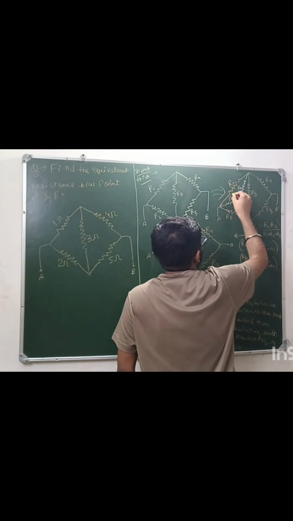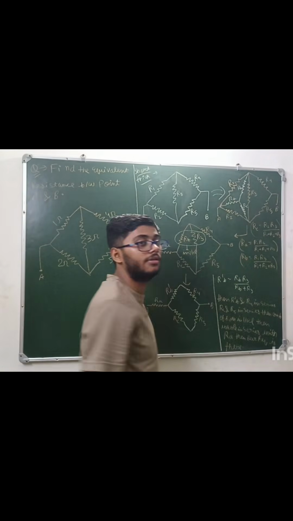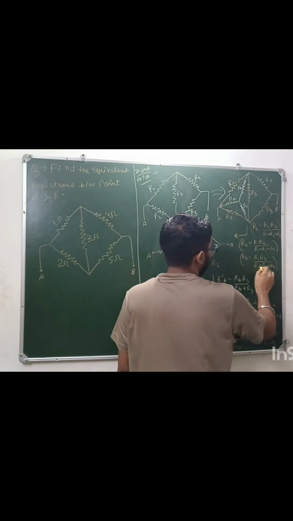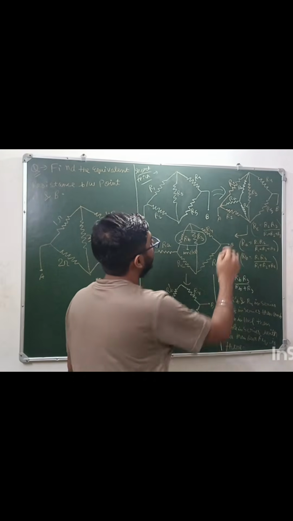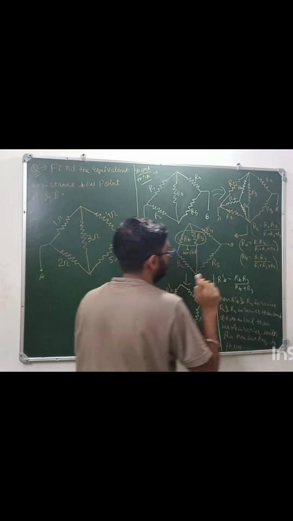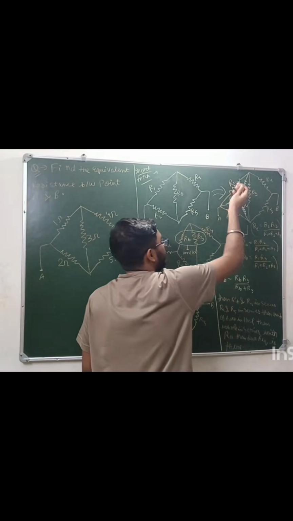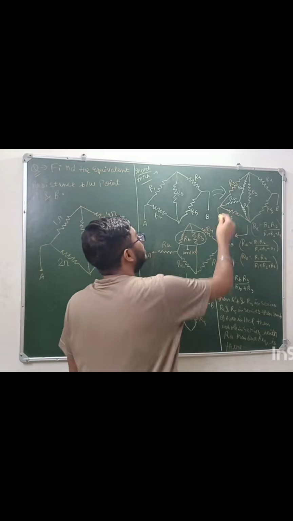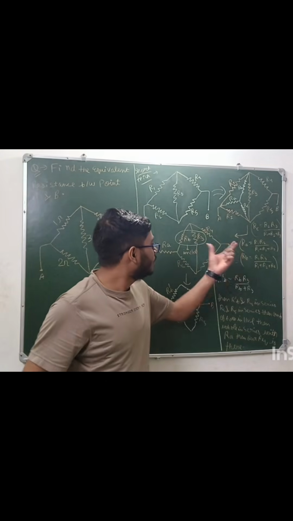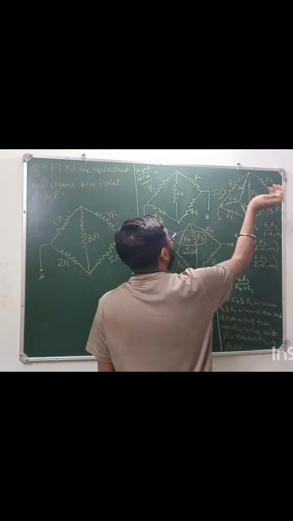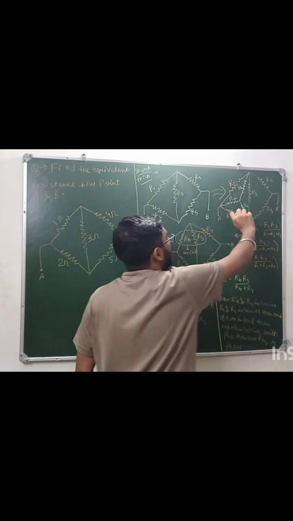You can denote the resistances by Ra, Rb, and Rc. The value of Ra will be R1 R2 upon R1 plus R2 plus R3. Rb is R1 R3 upon R1 plus R2 plus R3, and Rc is R2 R3 upon R1 plus R2 plus R3. The product of the two adjacent resistances is the value for Ra, Rb, and Rc. You can remember it like this, and then you will just remove the R1 and R2 resistances.